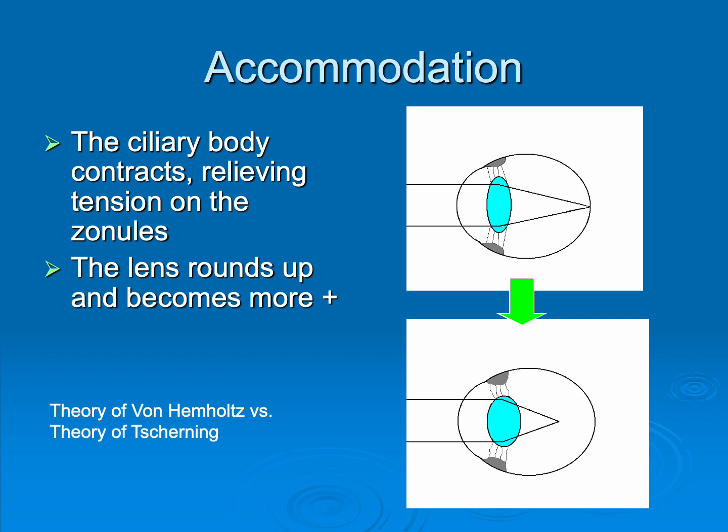During accommodation, the ciliary body contracts, and then the tension that's on the zonule frees up and allows the lens to become the nice, round, fat thing that it likes to be. There was a lot of debate over this in the early years of ophthalmology, but von Helmholtz has won out. And this is the process that most everyone believes nowadays.